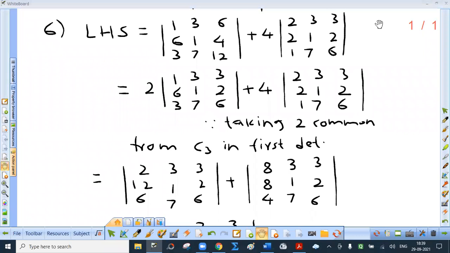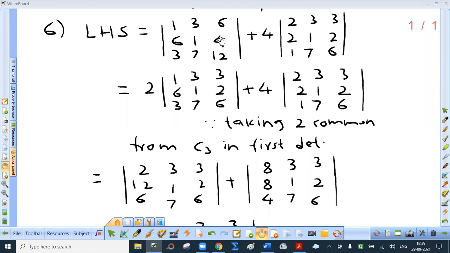Now, this is an important sum. Sum number 6. Without expanding determinant, show that determinant 136, 614, 3712 plus 4 times 233, 212, 176 equal to 10 times 121, 317, 326. See, you have to be very careful. Observe all the three determinants carefully. You will notice that 317 is common. Consider LHS.